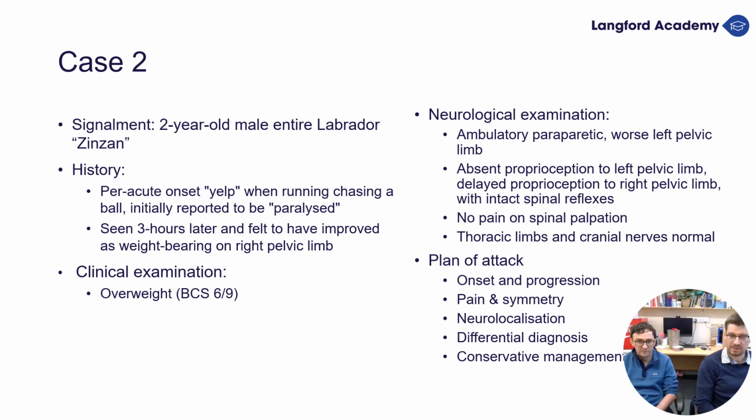So, much like with the previous case, our plan of attack is initially to work out from the owner the onset and progression. Is he painful? Is he worse on one side, or are both sides pretty symmetrical? Generate a list of differential diagnoses from the onset and progression, and work out, do we need to do conservative management or does he need referral?